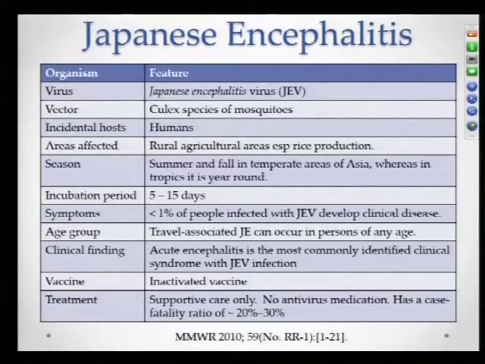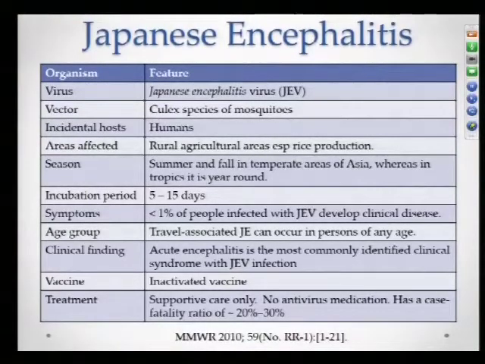Where do you find it? In Asia, Southeast Asia usually. And which parts of Southeast Asia are affected? Rural agricultural lands, especially where rice paddies are, where there's a lot of standing water. Now, it can occur in persons of any age, but symptoms occur in less than 1% of people. So most people who get bitten don't have any symptoms.